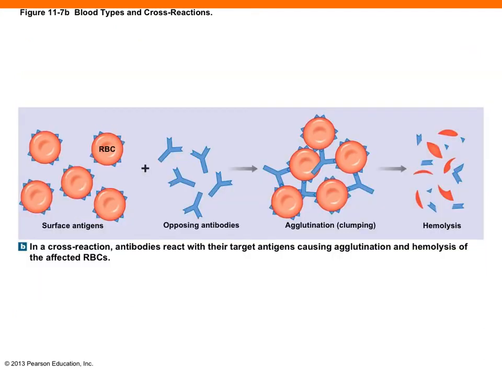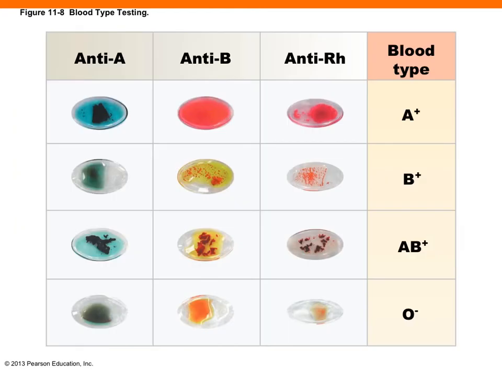This shows you an illustration of agglutination. Here's the red blood cell with the surface antigen. Here's the opposing antibodies. This shows you the agglutination or clumping, and then hemolysis. This would be a reaction when you would receive the wrong blood. Again, this shows you A positive, B positive, AB positive, and O negative blood types on this particular table.